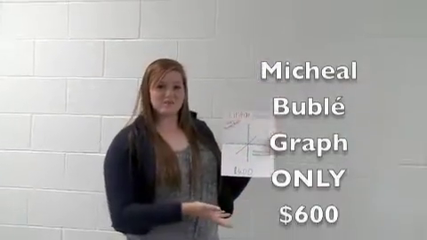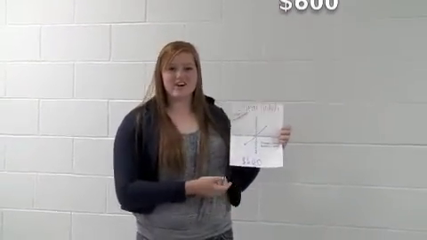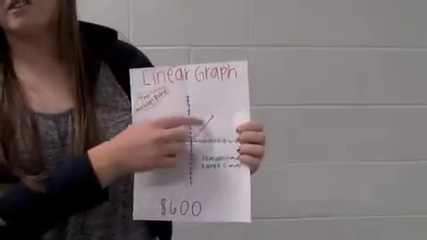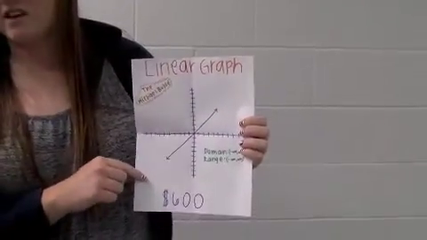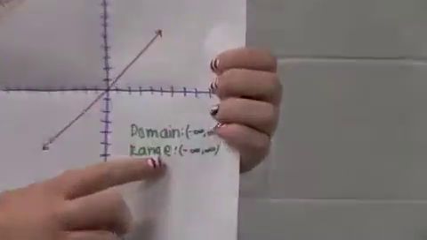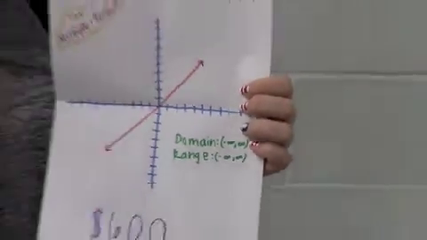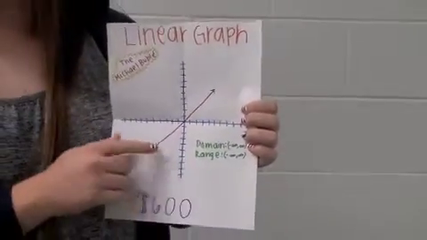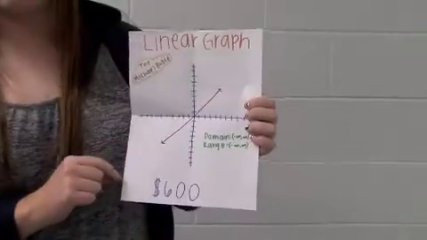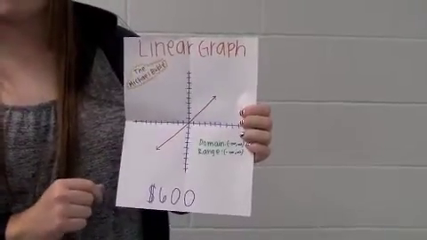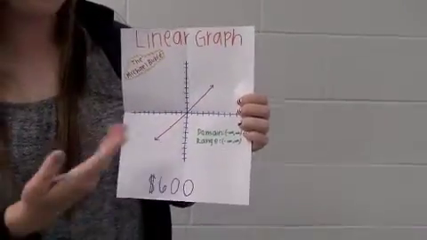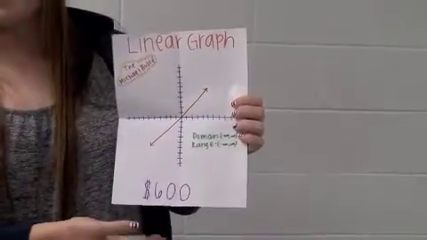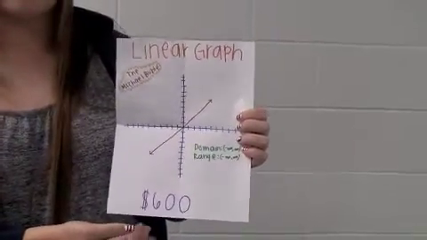This is the Michael Bublé graph, aka the linear graph. Very simple and extends on to infinity in both directions. The domain and range are both the same and enclosed in parentheses, meaning the infinity is not a set point and extends on forever. The Michael Bublé graph is available for the remarkable price of $600. So call to get yours now.